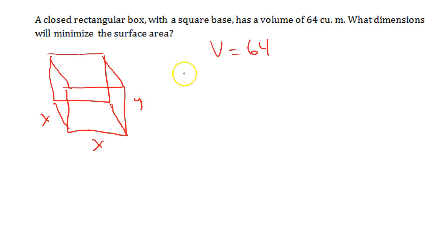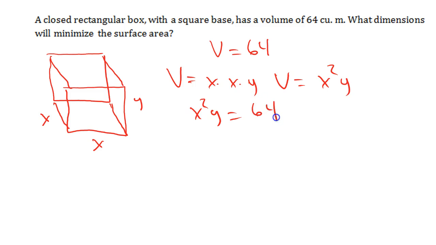So the volume of a rectangular solid is length times width times height. V is equal to x squared y. And we know that the volume is 64, so x squared y is equal to 64. If we solve for y, y is equal to 64 divided by x squared. And we notice the question asks you to minimize surface area.